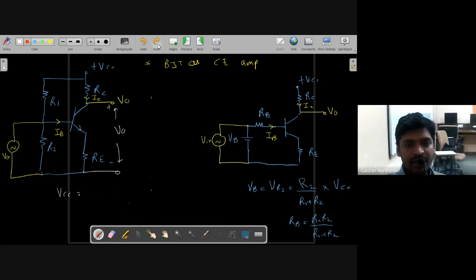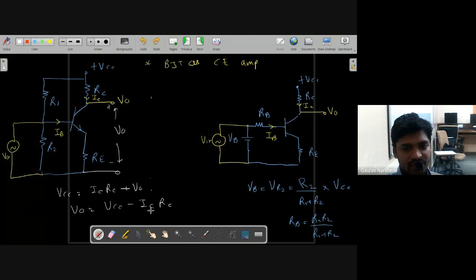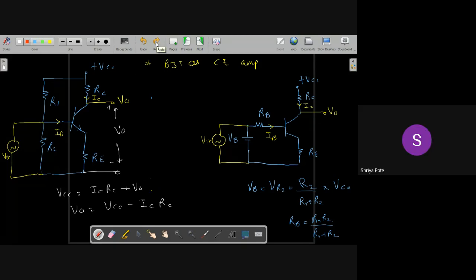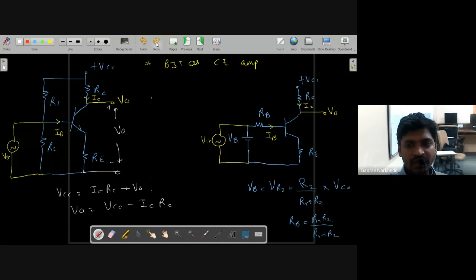Okay. Then I can write the output equation: VCC is equal to the voltage drop across RC, that is ICRC, plus your output voltage. So from here, V naught is nothing but VCC minus ICRC, from this equation. Correct? Yes, sir. We also know that IC is beta times IB. Now if you see the output equation, VCC is a constant. Similarly, RC is also constant. So we conclude that your output depends on IC.